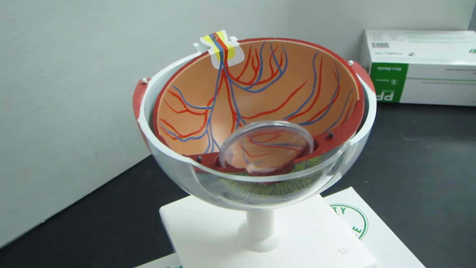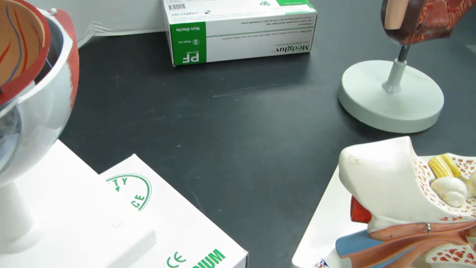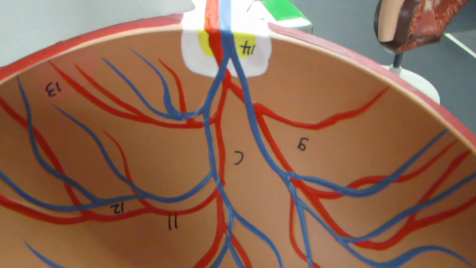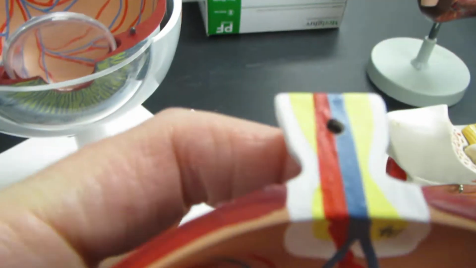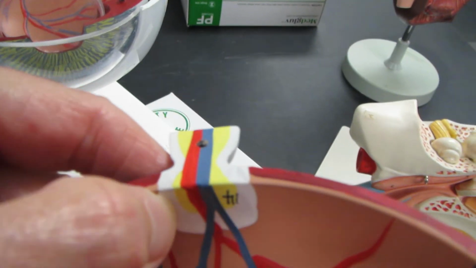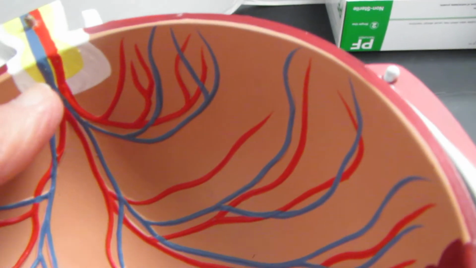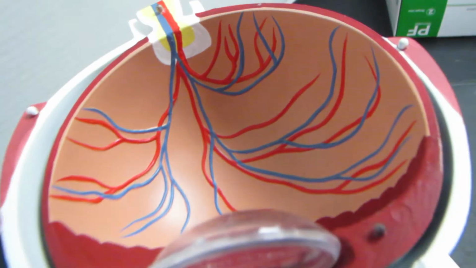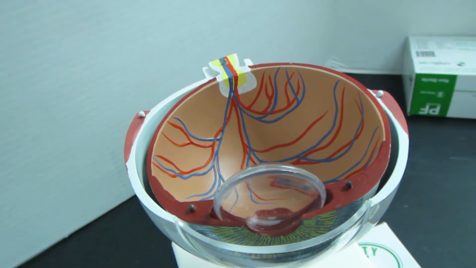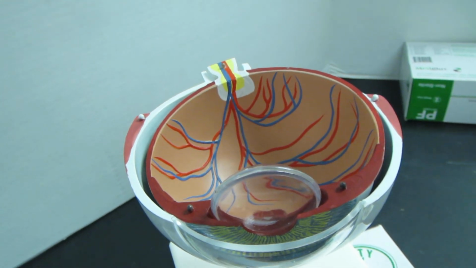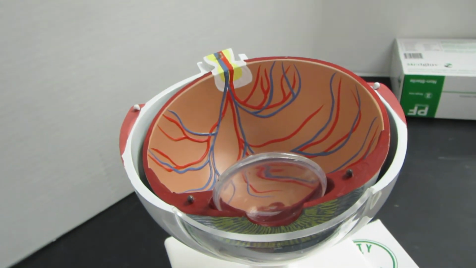If I take the other section of the eye and I rotate it around for you, you can see where the optic nerve attaches right here. And on the other side of the eye, you can see the optic nerve attaching right here. Where that optic nerve attaches, we call it the optic disc. It's also referred to as the blind spot because we have no vision cells there, therefore we have no vision.